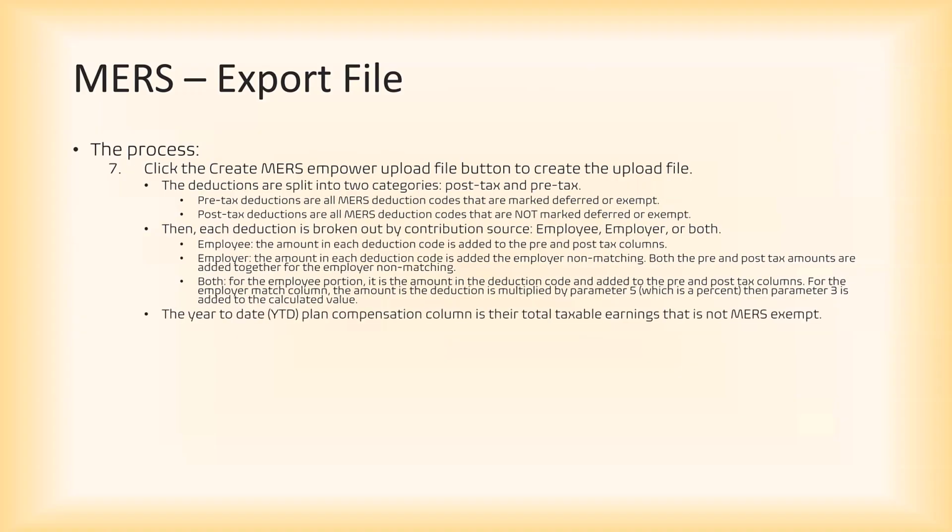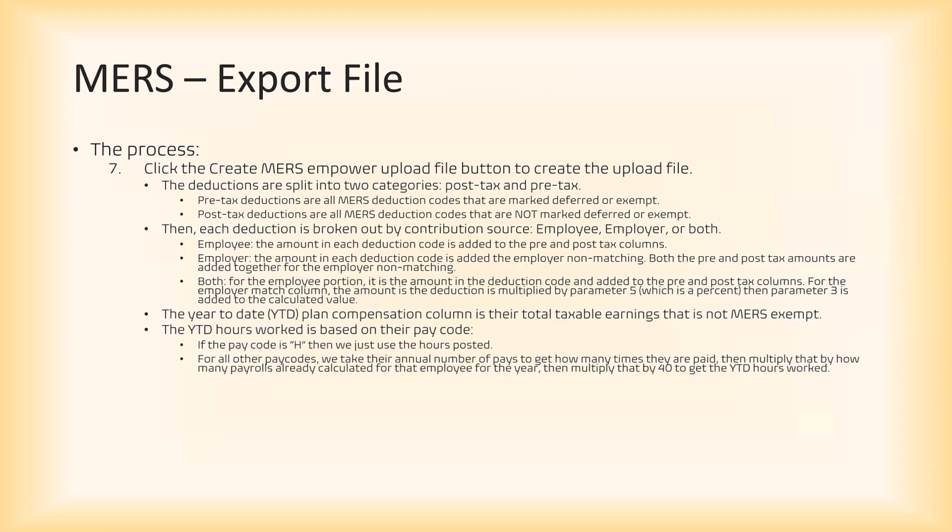The year-to-date plan compensation column is their total taxable earnings that is not MERS exempt. So, for example, it's taxable earnings and non-MERS exempt. Any MERS exempt earnings are not included in the year-to-date plan compensation. The year-to-date hours worked is based on their pay code. Again, this is something new that Empower requires.